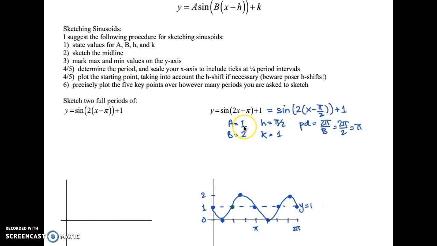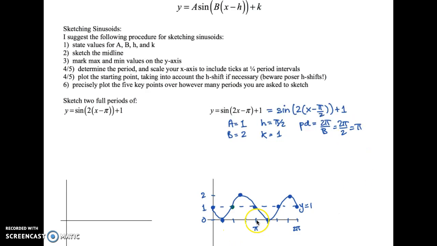And then I use the value of a to tell me the amplitude of the function. I know that from the midline, my function will go up to a maximum of 2 and down to a minimum of 0. So I label on the y-axis 0 and 2 as the minimum and maximum values of my graph. And then I determine the period and scale my axis to include quarter period intervals. So we recall that for sine and cosine functions, we can determine the period by doing 2 pi over b. Our b value is 2, so our period is pi.